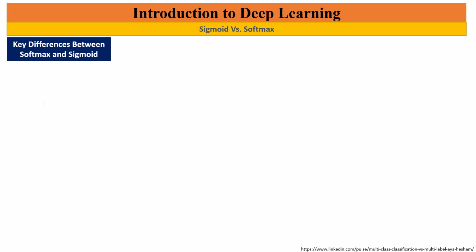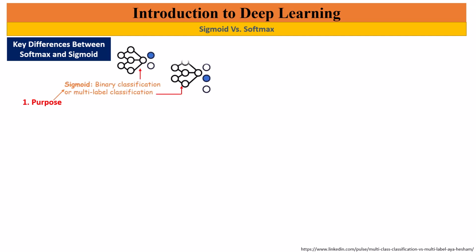1. Purpose. Sigmoid is used for binary classification and multi-label classification, where each output is treated independently. When we say each output is treated independently in the context of the Sigmoid activation function, we mean each neuron, especially in case of multi-label classification, uses Sigmoid to calculate its probability without being influenced by the other output.